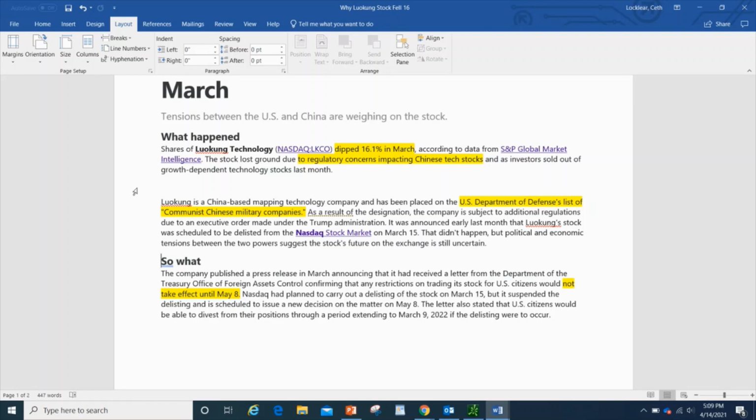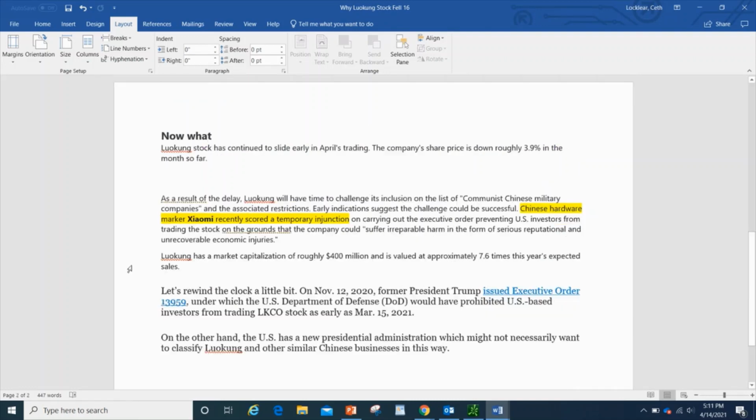Now we are in this new window in April, but with that being said, this is the overall recap of what's been going on and what was one of the major catalysts for this stock. So now what? Luokung stock has continued to slide early in April's trading. The company's share price is down roughly 3.9% in the month so far, but from the charts I showed you earlier, the trend line and the support and the resistance are pretty equal.